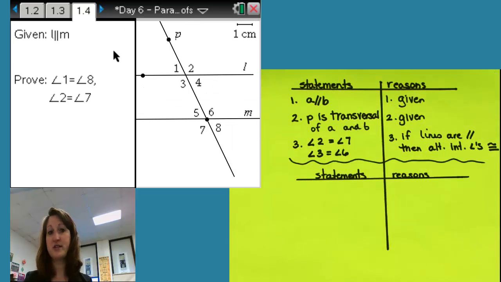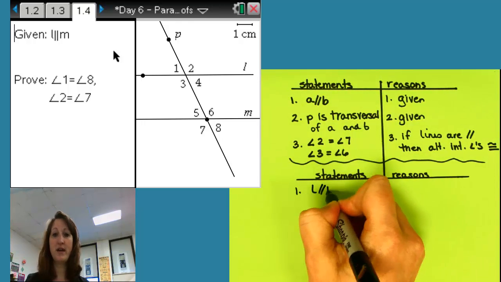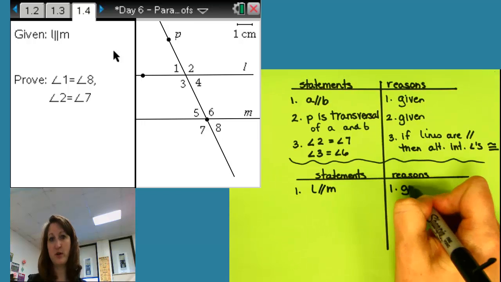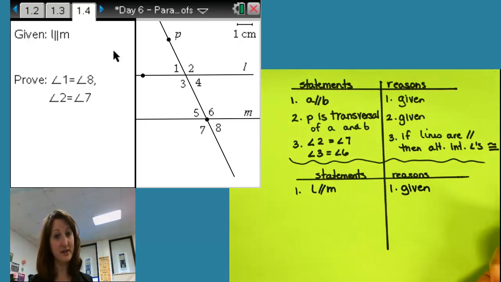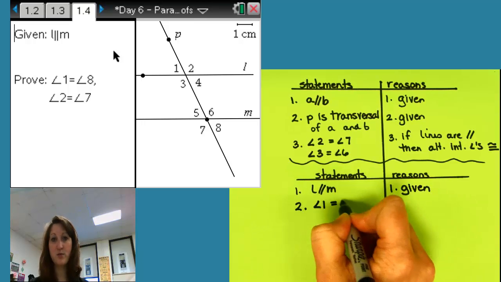The next one is very, very similar. This time we're told that L is parallel to M, and we want to prove that angle 1 and 8 are equal, and angle 2 and 7 are equal. Well, 1 and 8 are alternate exterior angles, and 2 and 7 are alternate exterior angles. So again, this is a really simple proof.